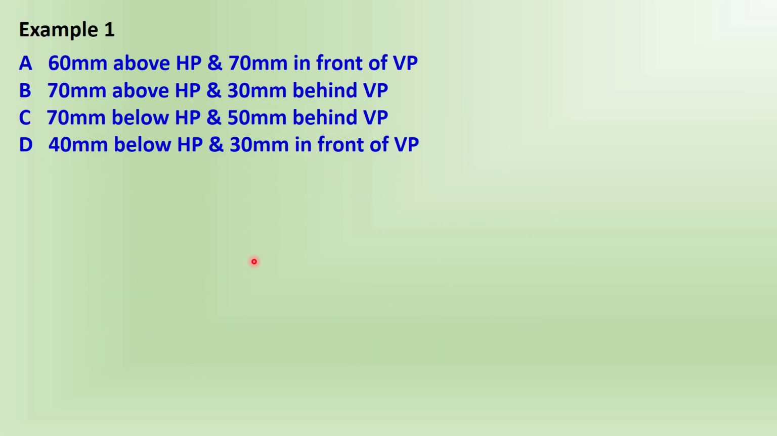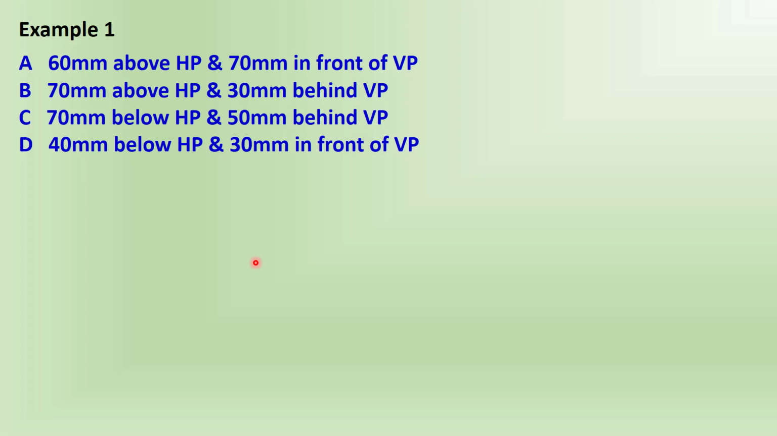Now, we will solve two examples. Example number 1. Four points are given. The first point A is 60 mm above HP and 70 mm in front of VP. Second point, B, is 70 mm above HP and 30 mm behind VP. The third point, C, is 70 mm below HP and 50 mm behind VP. Fourth point is 40 mm below HP and 30 mm in front of VP.